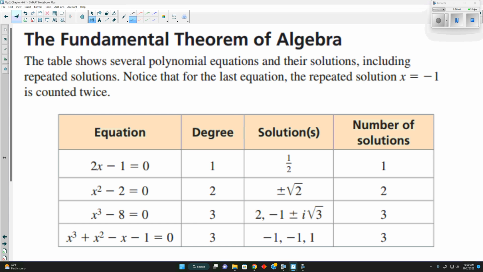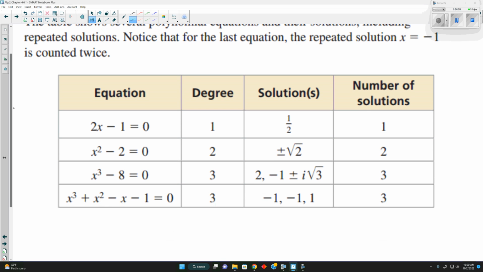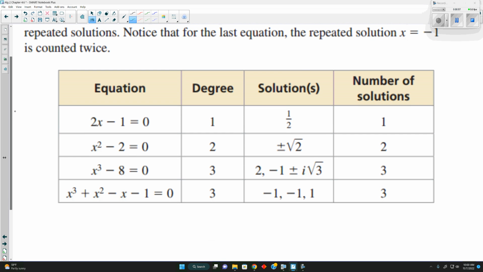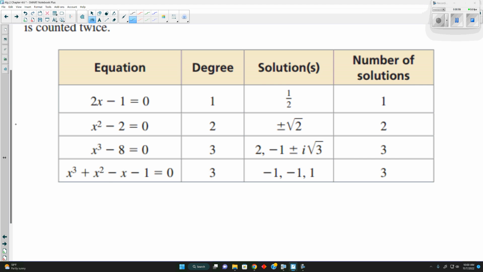So, the first thing we have is the fundamental theorem of algebra. The table shows several polynomial equations and their solutions, including repeated solutions. Notice that for the last equation, the repeated solution, x equals -1, is counted twice. So when we look at these, the top one, 2x minus 1 equals 0. The degree is 1 because the biggest exponent is 1. The solution is 1/2, and the number of solutions is 1.